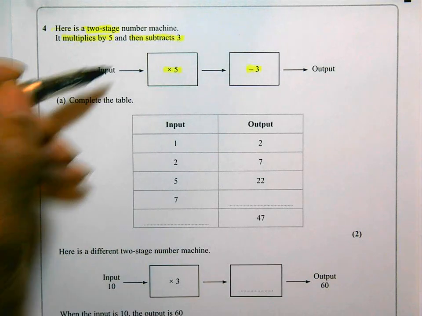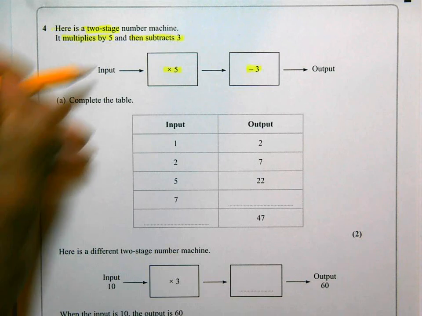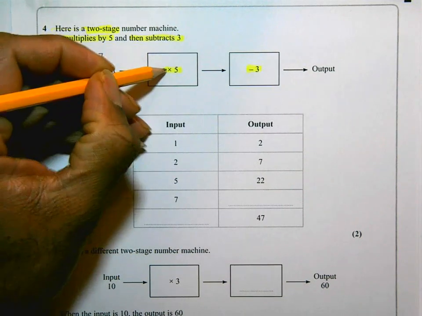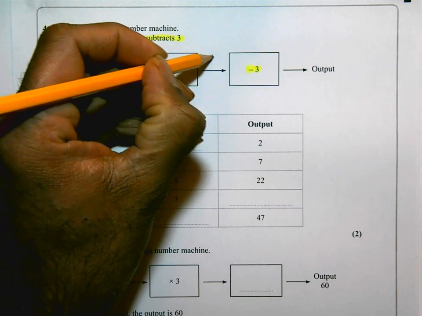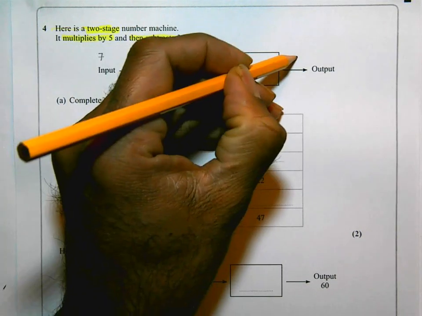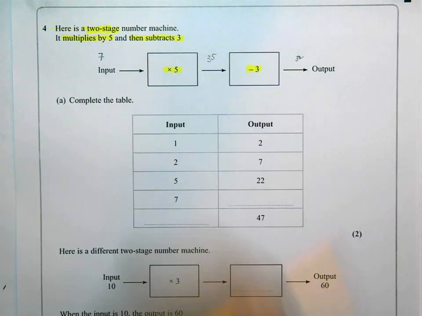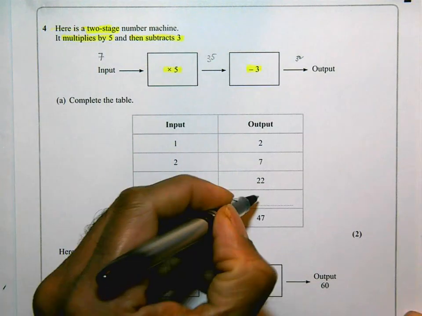So if I put 7 in, if the input is 7, 7 times 5 is 35, 35 take away 3 is going to be 32. So what I'll write down here, 32.